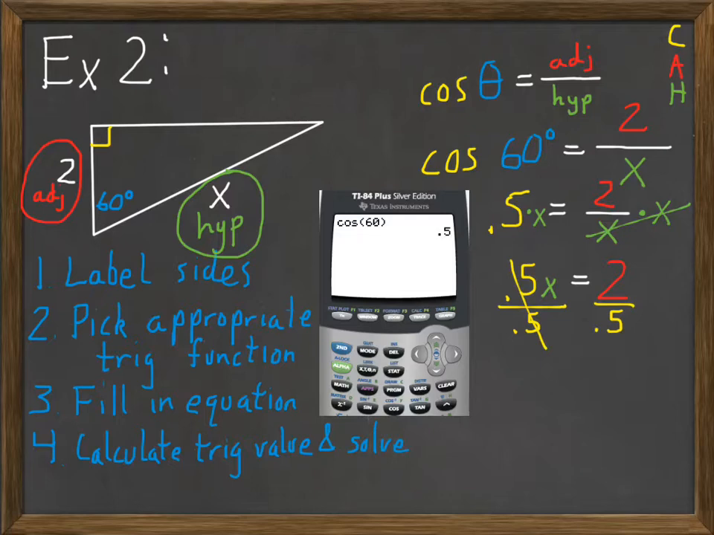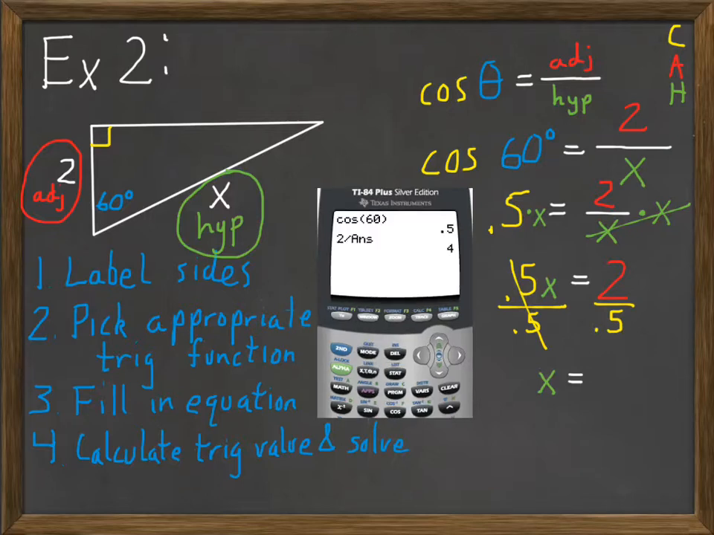If this were any other decimal than 0.5, I would definitely need to make sure that I put 2 divided by the answer in the calculator. That way I use all the decimal places there. But in this case, we'd still get the same answer, that's 4.